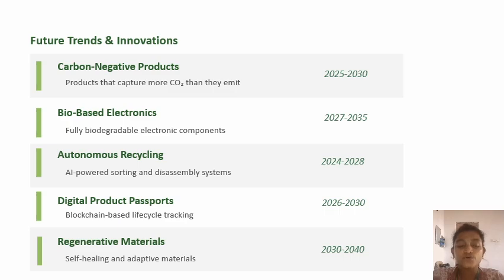The products are mostly helpful to consumers. Bio-based electronics are mostly biodegradable e-waste. Autonomous recycling is mostly AI powered, so these products are more recyclable. Digital product passports mean blockchain-based life tracking. Regenerative materials means reusing or recycling the product using biological materials.